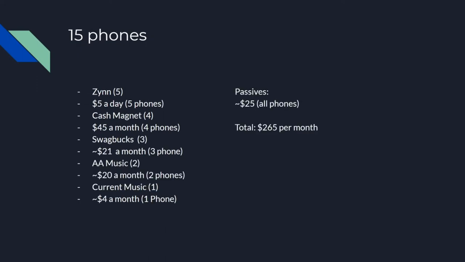And then finally, right here, guys, we have 15 phones. What do you do with 15 phones? Well, obviously, we run our Zin. That's 5 phones down, $150 right there every month. Cash Magnet, all these are staying the same. So Cash Magnet, 4 phones, $45 per month. And then here we go, guys, we increase the Swag Bucks to 3 phones because that is the limit, and that will bring us in around $21.